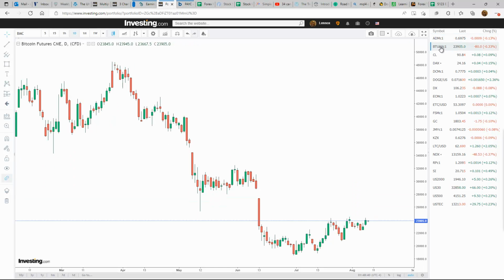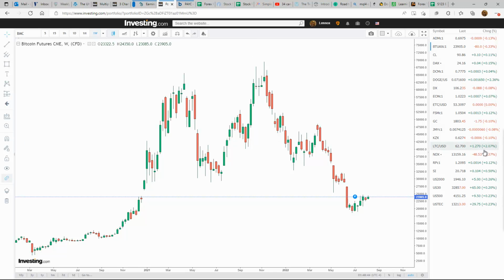Taking a look at Bitcoin. I'm going to go to the weekly. So Bitcoin is still sitting at a very crucial point here, and this bounce looks favorable to the upside. However, I think we're going to have another drop.